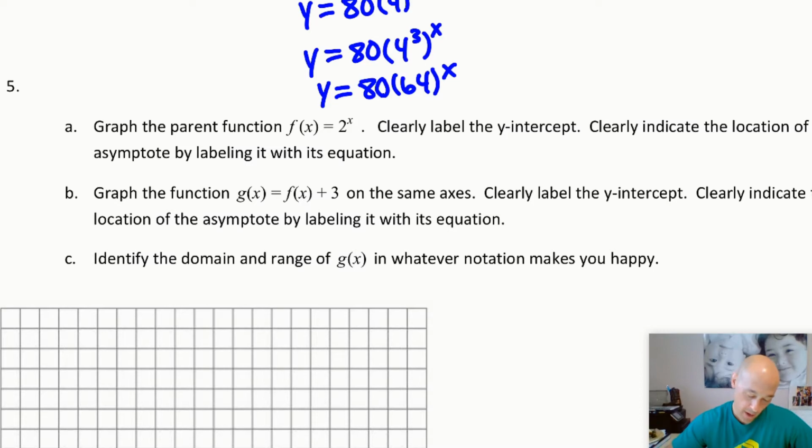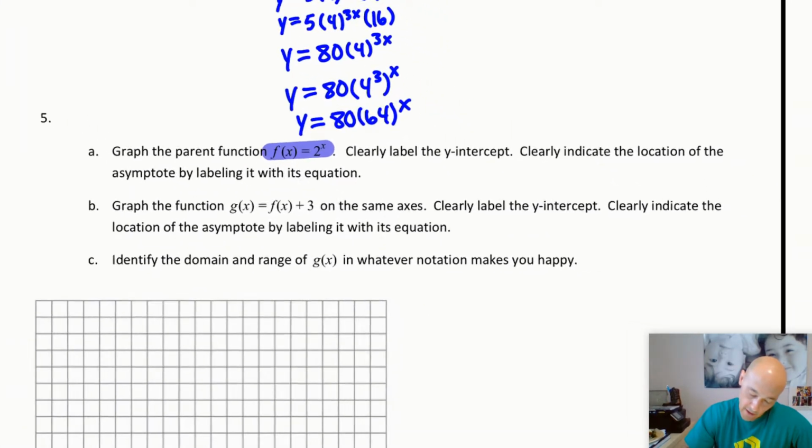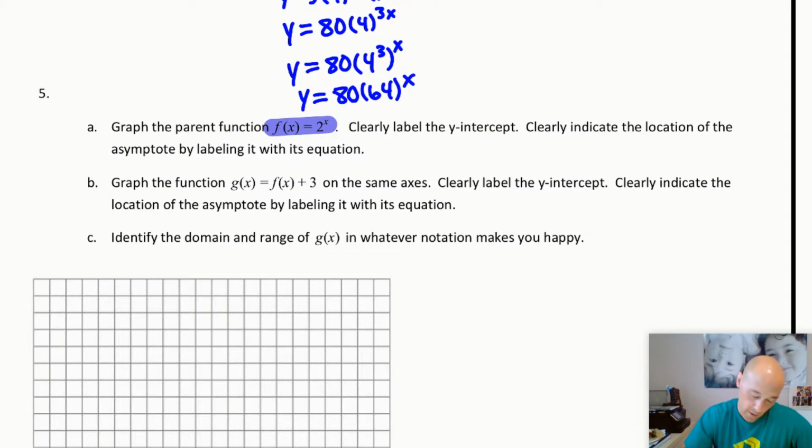All right, graph the parent function f of x is equal to 2 to the x. Clearly label the y-intercept. Clearly indicate the location of the asymptote by labeling it with its equation.